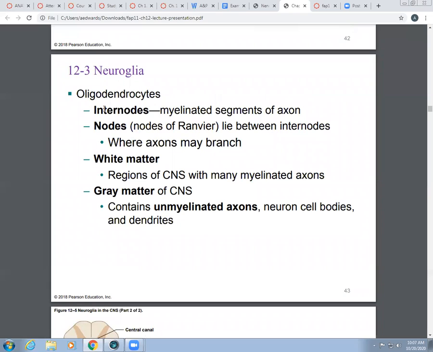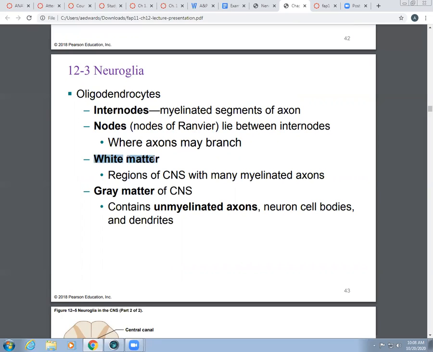All right, so relative to the oligodendrocytes, again, if the segments of the axon have myelin on them, we call those internodes. And then we also have nodes, or nodes of Ranvier, that are in between the internodes. Okay, you can also have branching of axons there. And we'll see later when we learn about action potentials that the signal travels from node to node. Okay, so it's skipping over the internodes.